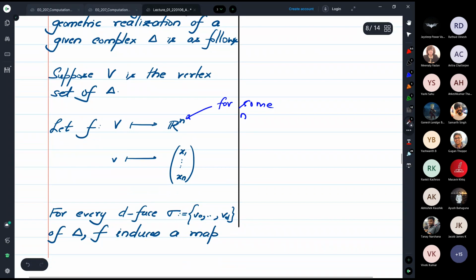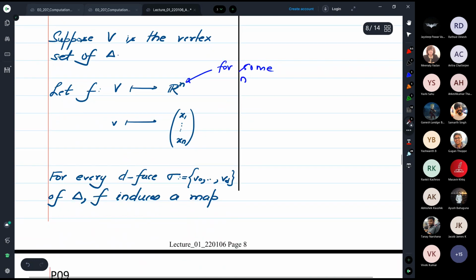Right, now my claim is that for this f, for every d-face sigma, this f over here induces another function. Let me repeat. You first define this function f, right? So this function takes as input this vertex v, and spits out a vector in Rn. The claim is that for every d-face sigma.